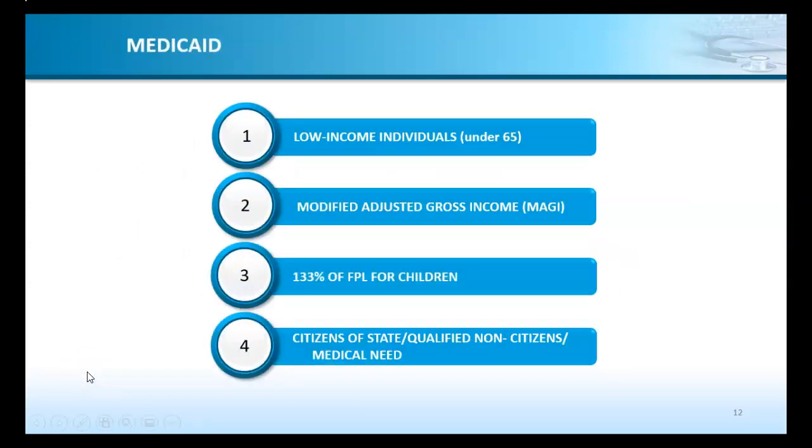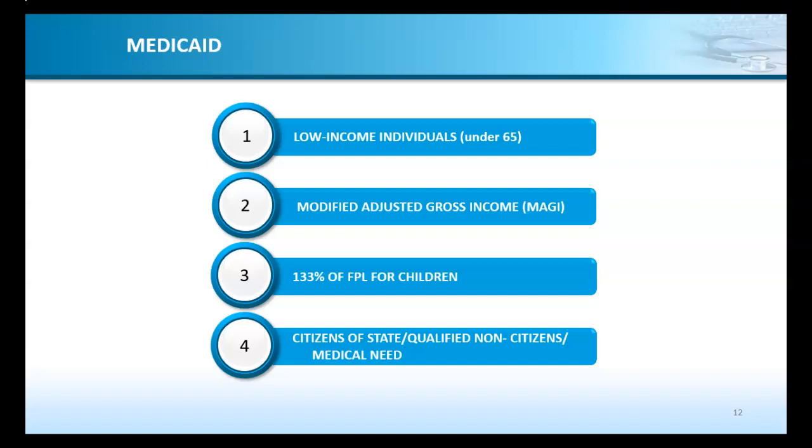Medicaid. Medicaid is different from Medicare in that it is for low-income individuals under the age of 65. It also calculates your modified adjusted gross income to see if you're eligible. When they're considering whether a family meets the threshold, they want to see where you're at least at 133% of the federal poverty level for children.